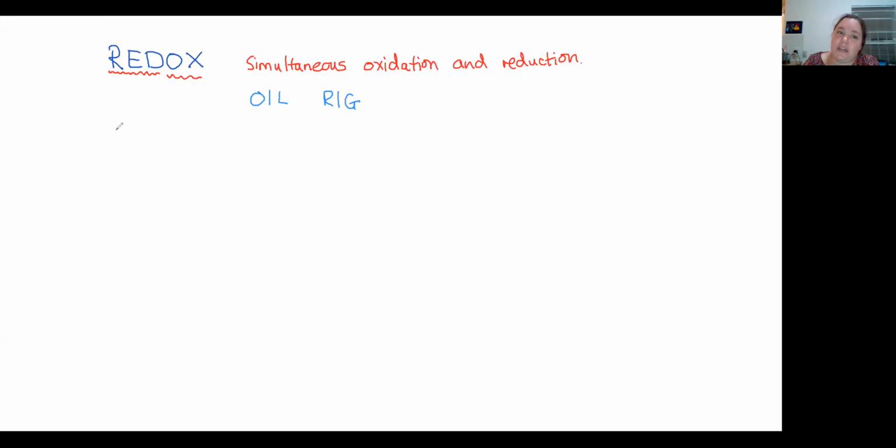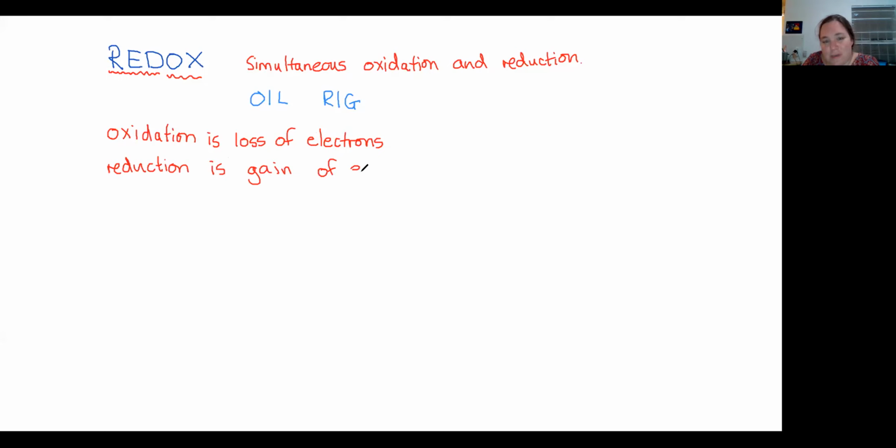That means that you know already that oxidation is the loss of electrons and you know that reduction is the gain of electrons. Sometimes people get very technical and they say that it's the loss of electrons from a substance and it's the gain of electrons by a substance, but usually you'll still get the marks for these. So the oil stands for oxidation is loss and the rig stands for reduction is gain. So we can always say that in a redox reaction, the important thing is that electrons are transferred.